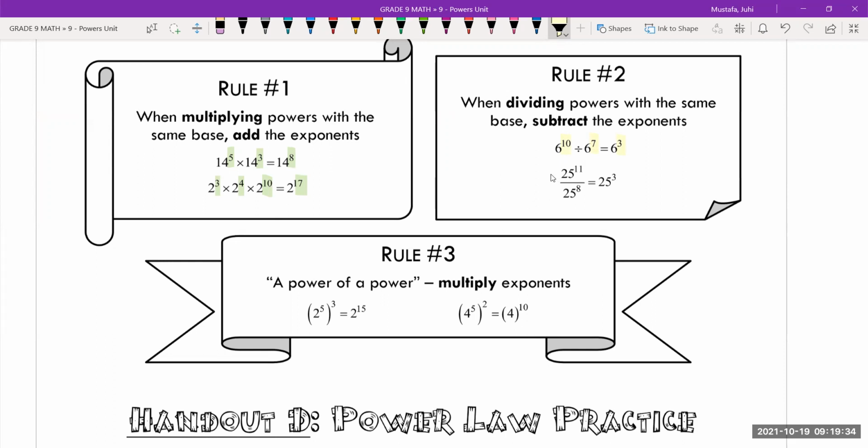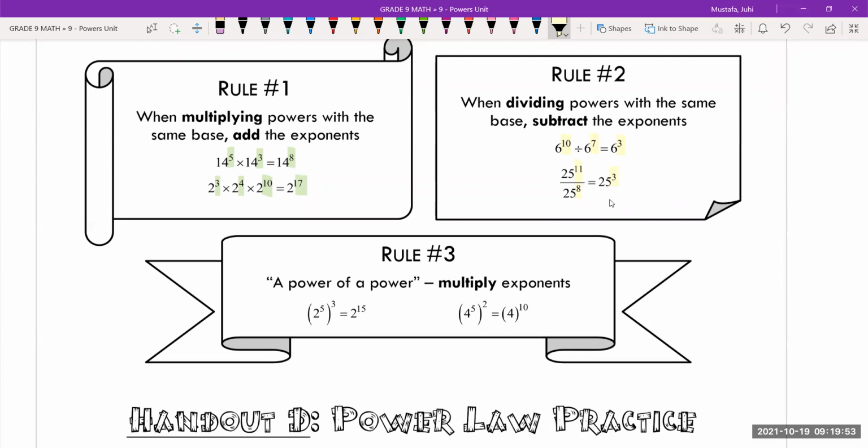A question like this, yes, it looks like a fraction. However, every fraction question is just a division question, right? It's just this number divided by this one. So because the bases are the same, you're going to take your exponents, 11 and 8, and you're going to subtract them. 11 take away 8 is going to give you a 3, and then that would be your final answer.